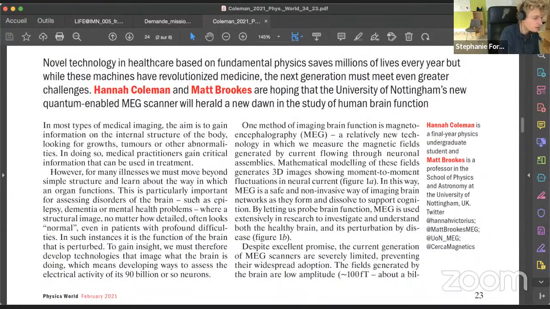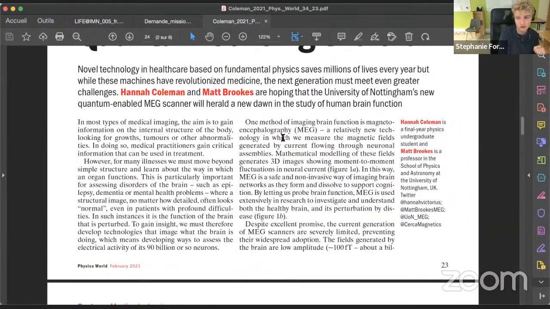MEG is not a completely new technology. It's been used for quite some years now, and it's used to detect small variations of magnetic fields due to neuron firings in the brain. Somewhat like EEG, but with much better spatial resolution. With some mathematical modeling, you can create a 3D model of where the activation is in the brain, somewhat like fMRI.